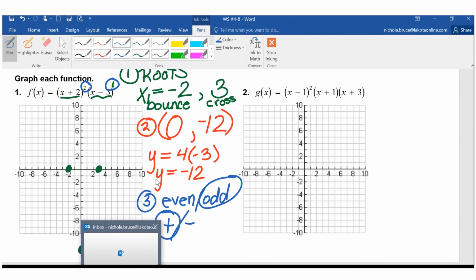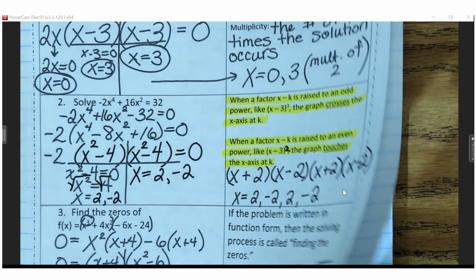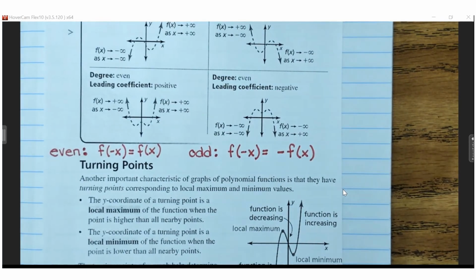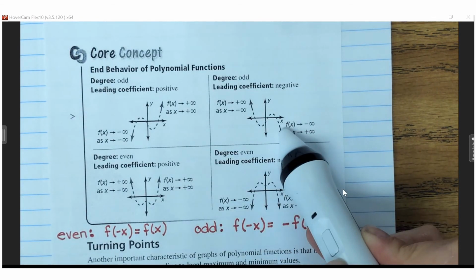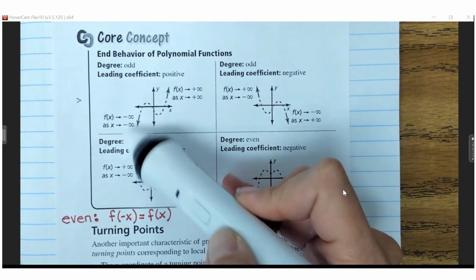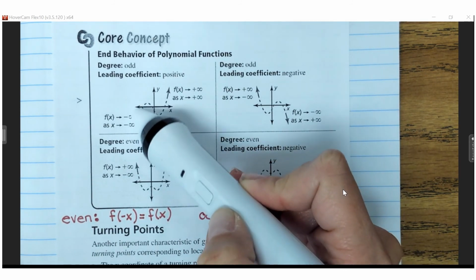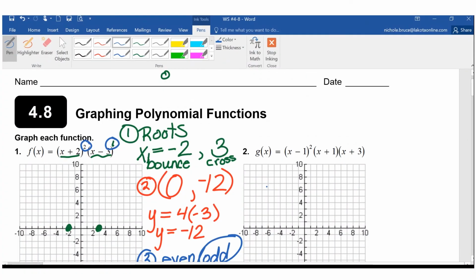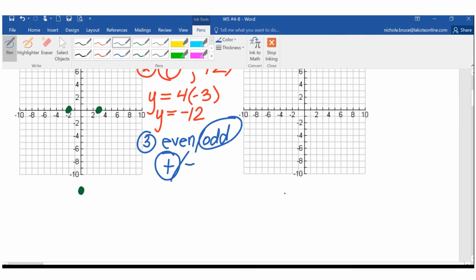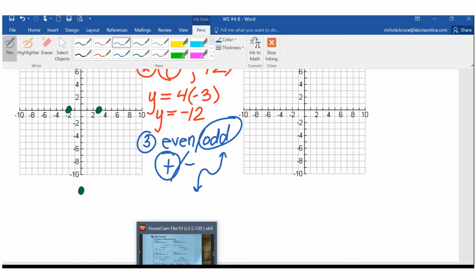So when you look, we know that odds are the ones that snake around like this. But because it's positive, I need to work my way up. Positive means up to the right. So eventually, when I am ready to connect my points, I'm going to make them in this shape here because it's positive. So I have to start going up.